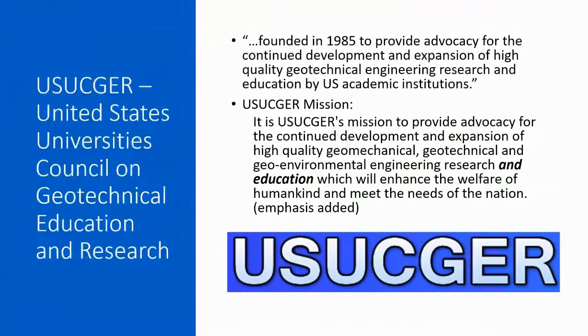USucGER was founded in 1985 to provide advocacy for the continued development of high-quality geotechnical engineering research by U.S. academic institutions. About 15 years ago, education was added to the mission. Today, USucGER's mission is to provide advocacy for continued development and expansion of high-quality geomechanical, geotechnical, and geoenvironmental engineering research and education, which will enhance the welfare of humankind and meet the needs of the nation.